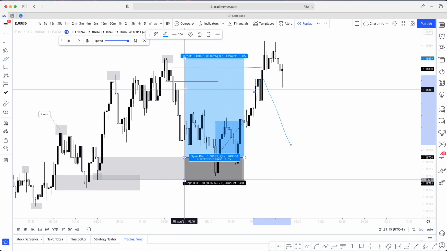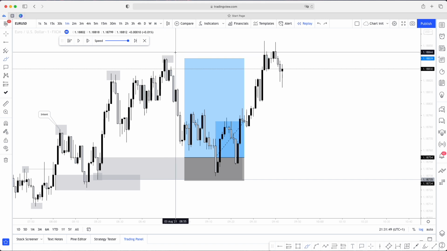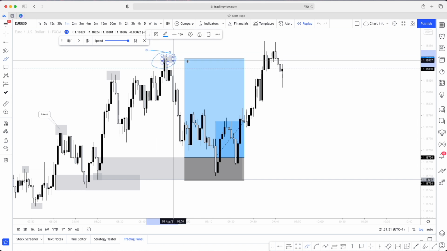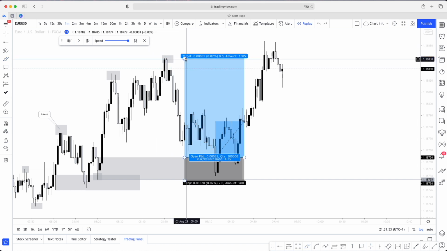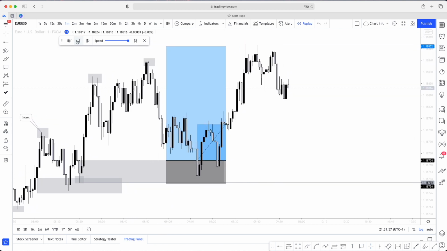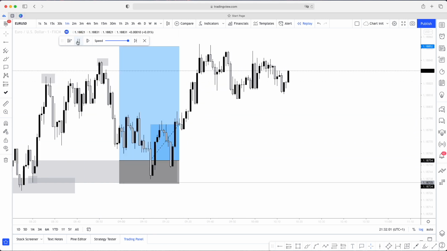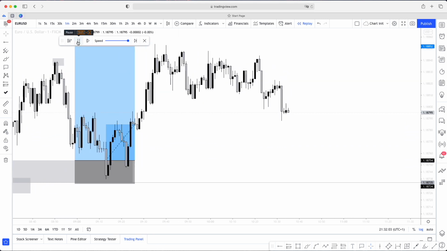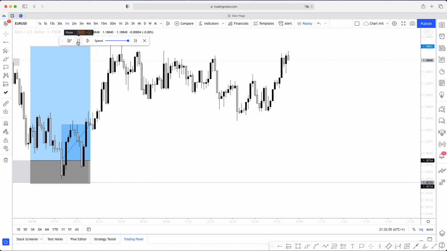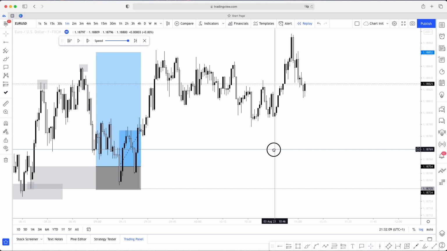It didn't really do anything. So for us, the only reasonable target we had was this high initially, to take any partials from. So that is following the mitigations. Now, you can use the same concept of following the mitigation and the order flow transition when you're looking to exit.